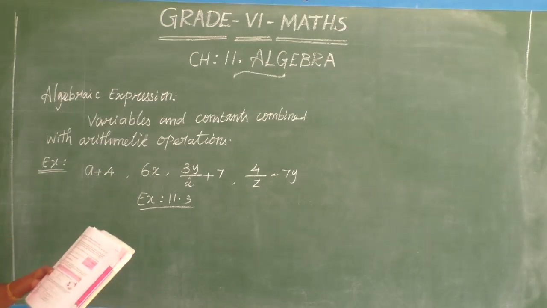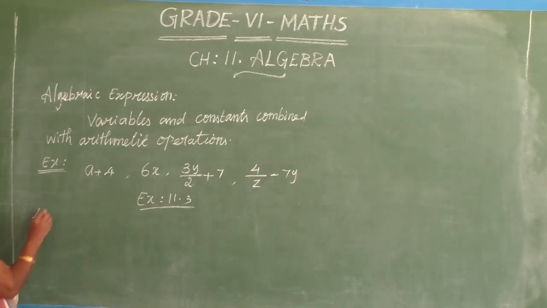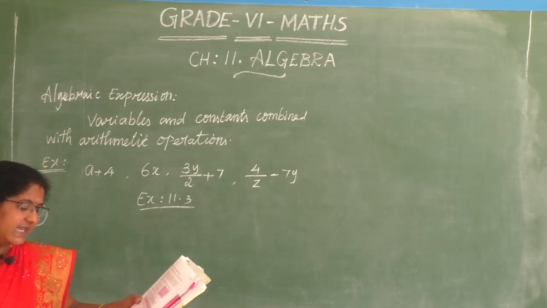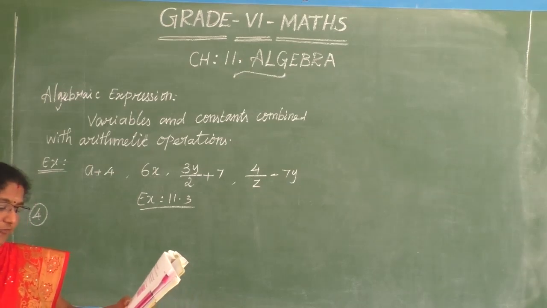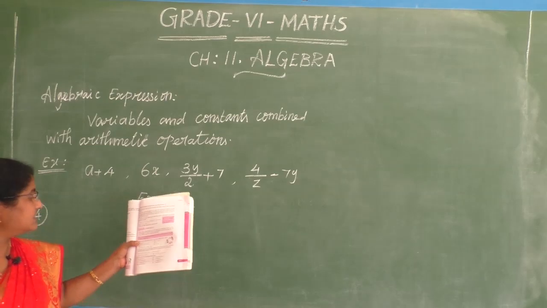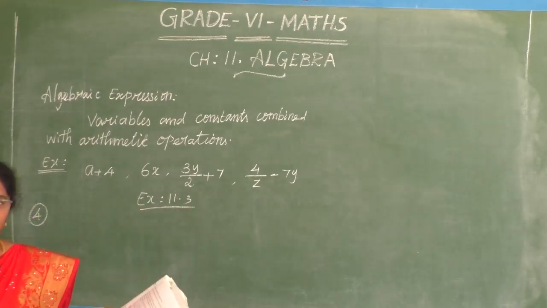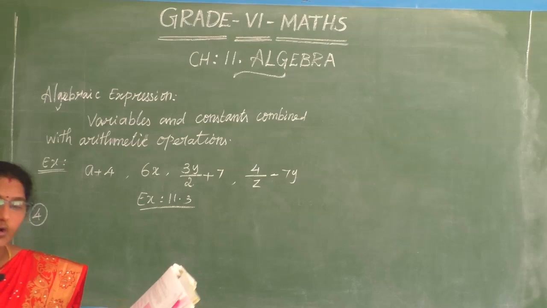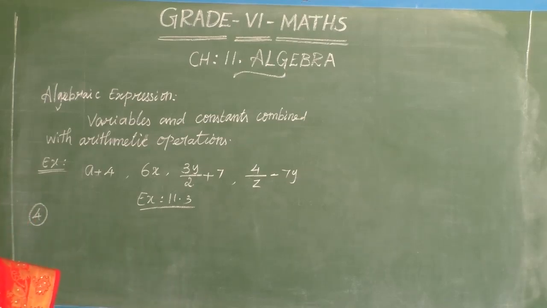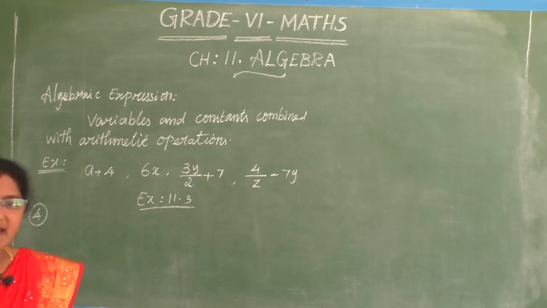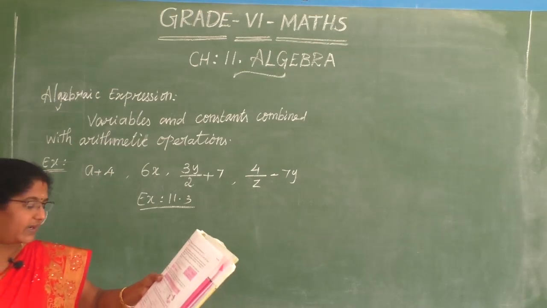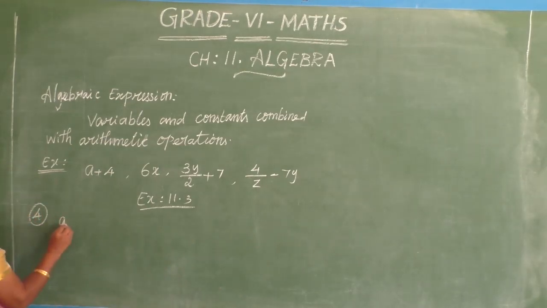So first we see this expression. See exercise 11.3, from the fourth Roman. Give expressions for the following cases. In this question, give expressions for the following cases. They are given in words, and you have to create an expression. They give the expression in statement form, and we write it as an algebraic expression. See the first one, 7 added to p.